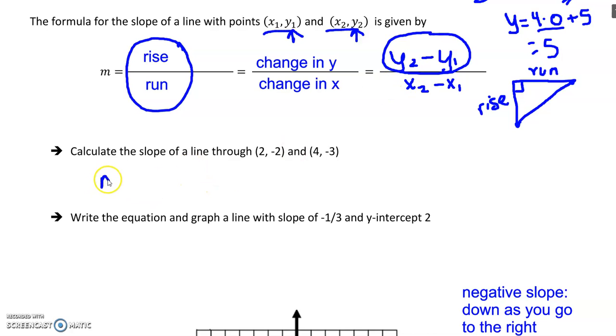So let's just do an example. In this problem right here, it says calculate the slope of a line through (2, -2) and (4, -3). So according to our formula, we're going to take the difference in the y's. We're going to subtract the y values in the numerator. So that's -3 minus -2.